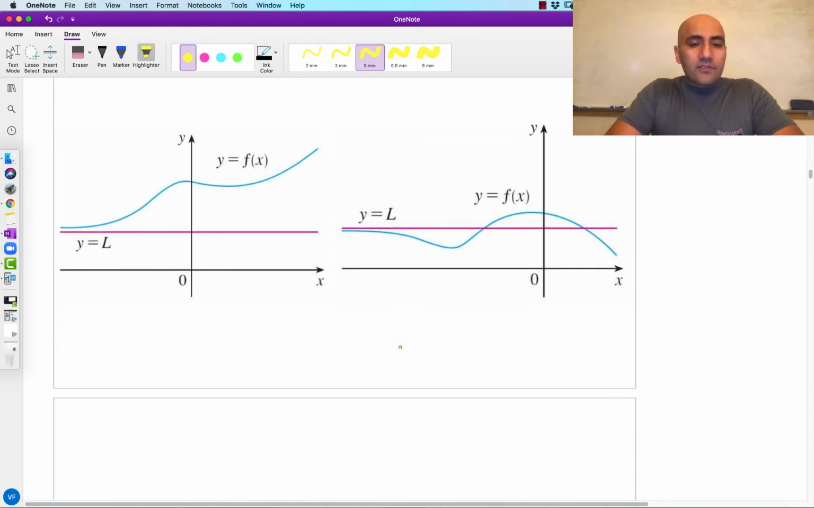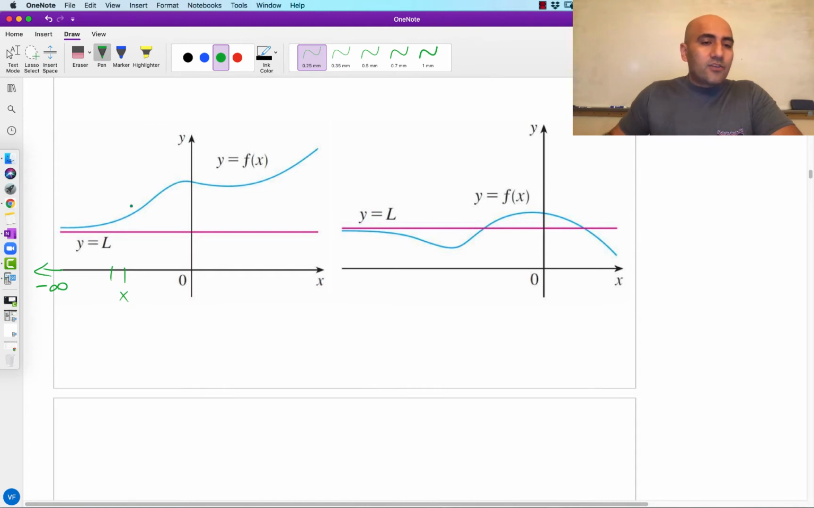And here are some other graphs that show you what it could look like. These are just examples of what it could look like when a function is approaching capital L as x goes toward negative infinity. Negative goes that way. So as the x values grow larger and larger into the negative infinity direction, our output values are getting closer and closer to this capital L. So they're converging toward this capital L.